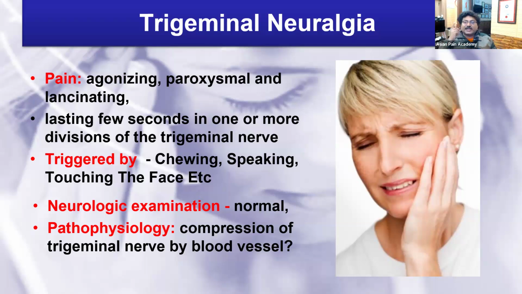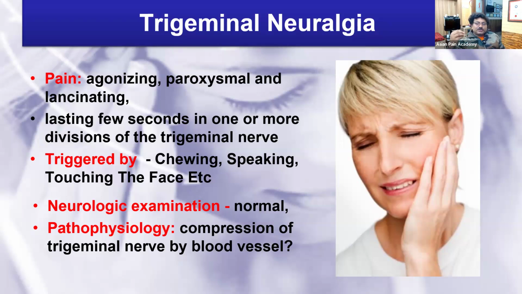Now, what is the nature and character? First of all, as it's a trigeminal neuralgia, it is supposed to be located in one or more divisions of the trigeminal nerve, which we can easily understand. Then it is sudden, electric shock-like, lancinating. These are the terms by which patients try to describe this type of pain. And it is triggered by chewing, speaking, touching the face, etc.